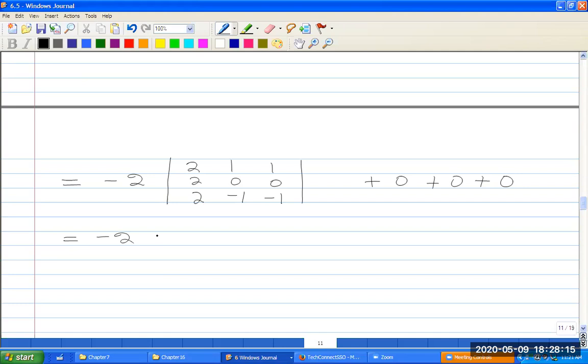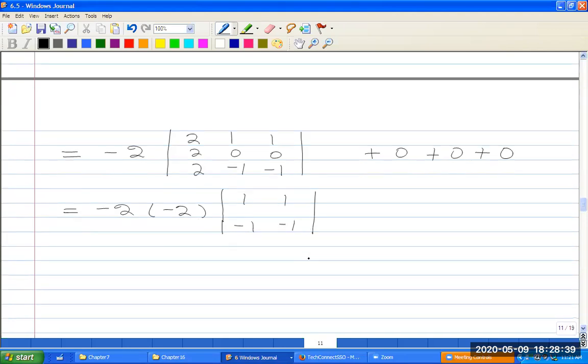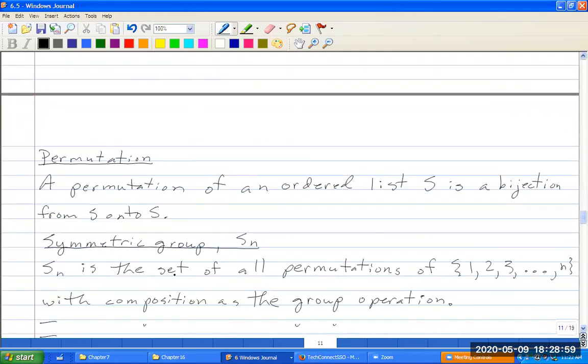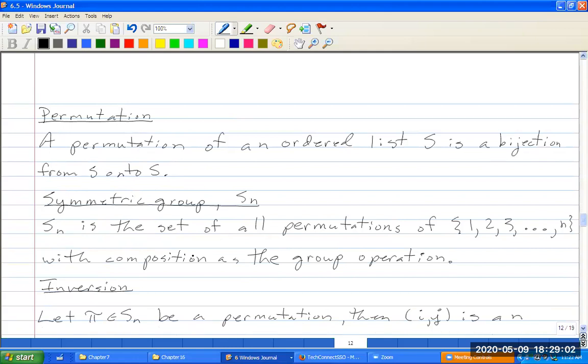So this is equal to negative 2 times plus minus. So it'll be a minus 2 times, well, let's get rid of this row and this column. So all that remains is 1, 1, minus 1, minus 1. Okay, so let's calculate that. And so this is equal to 4 times negative 1 minus a negative 1. 1 plus 1 is 0, so this is equal to 0. And so the determinant of that is 0.